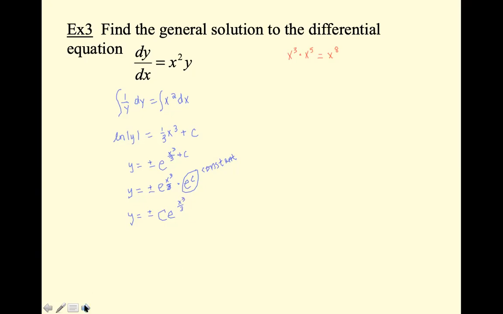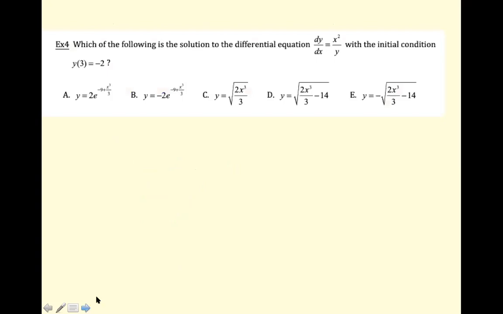All right, we're going to move on to the next example. We have some practice AP problems coming up. So this first one says, which of the following is a solution to the differential equation dy/dx equals x squared over y? And they're giving us initial conditions this time. This is a multiple choice question from an old AP exam.